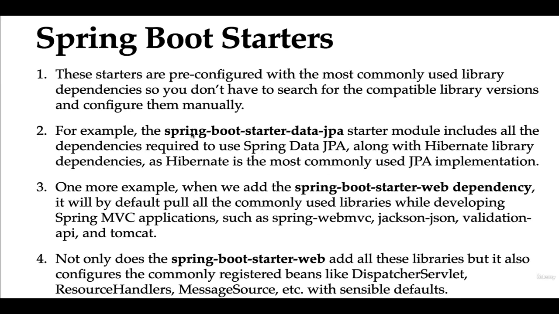Okay. Next, one more example is the Spring Boot Starter Web dependency. Spring Boot provides Spring Boot Starter Web to develop Spring MVC applications, and this starter dependency will internally pull all the commonly used libraries for developing Spring MVC applications, such as Spring Web MVC, Jackson JSON, Validation API, and Tomcat. So this is awesome, right? Instead of adding all the Spring MVC related dependencies, we can simply use this single Spring Boot Starter Web dependency. This dependency will internally pull all these dependencies and manage their versions, right?